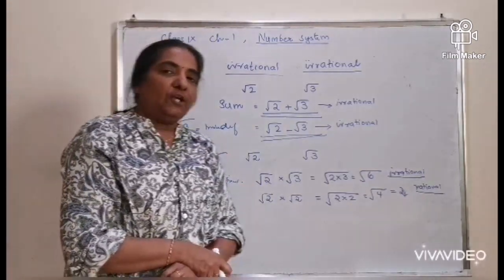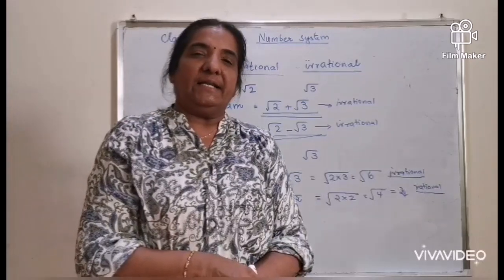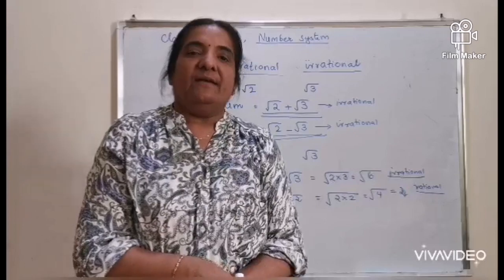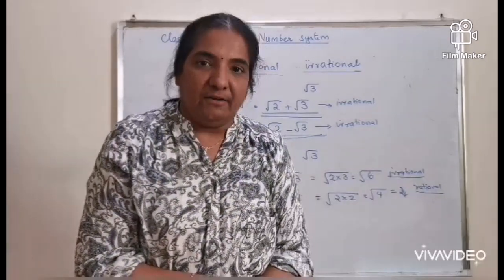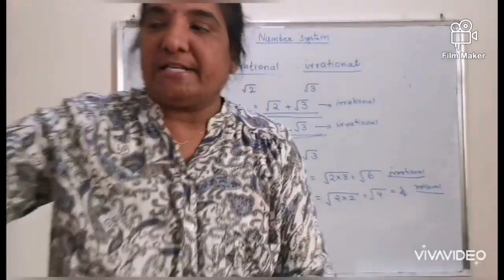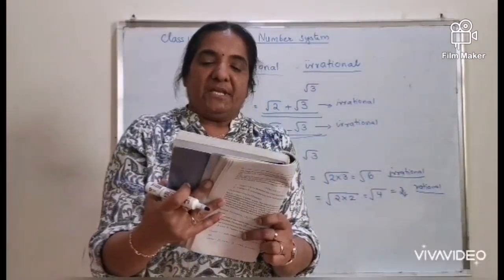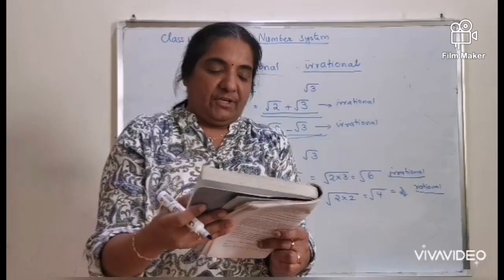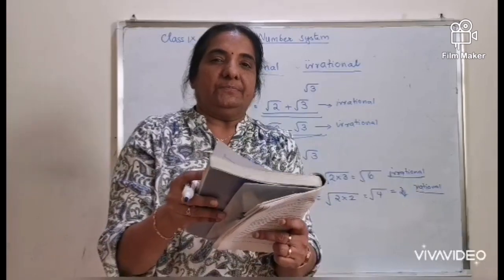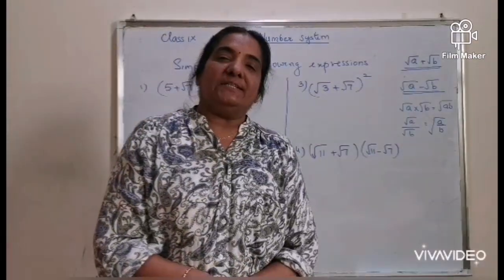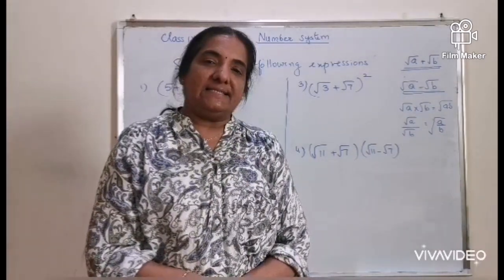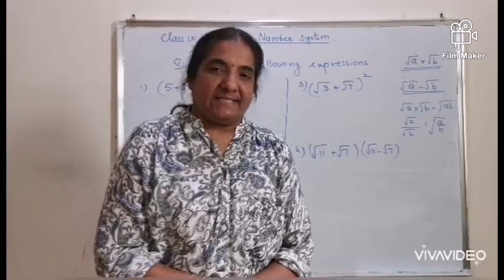Thus, we cannot define a general rule regarding the addition, subtraction, multiplication and division when two irrational numbers are involved. Please underline the properties given in your textbook, page number 19. They have given you the three properties under page number 19. These are the worked out examples in your textbook. I will work them out. You can learn it as such before beginning the exercise.